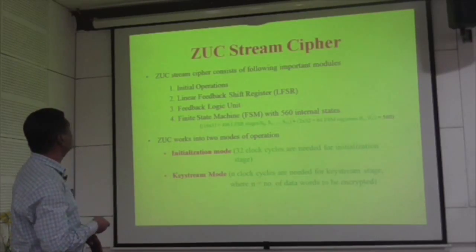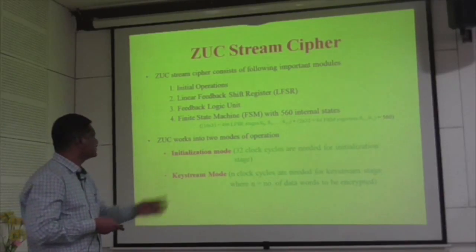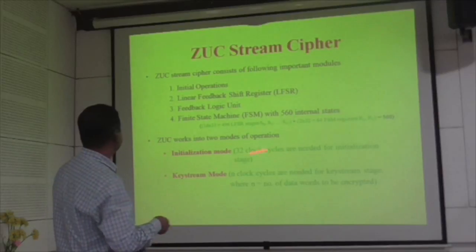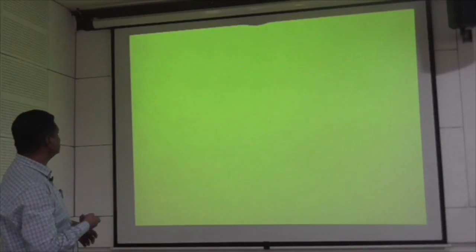This is related to the first stream cipher. Then I will come to the second stream cipher, which is nothing but ZUC. Again, it consists of the initialization phase and keystream mode. Then here, this is some working. Again, I have made some animations here.